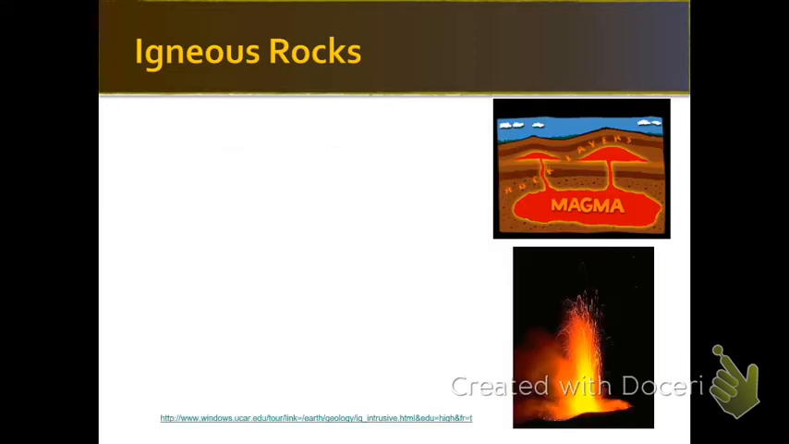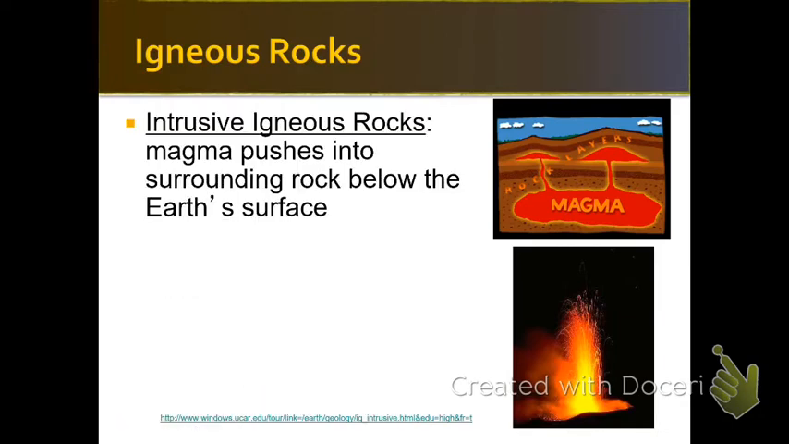All right, so what causes these differences in texture of igneous rocks? Well, intrusive igneous rocks are the ones that cool below the Earth's surface. And so the Earth there is kind of functioning like a blanket, insulating the magma so it cools off slowly. And if it cools off slowly, those crystals are going to grow, and you're going to have a coarse-grained rock.